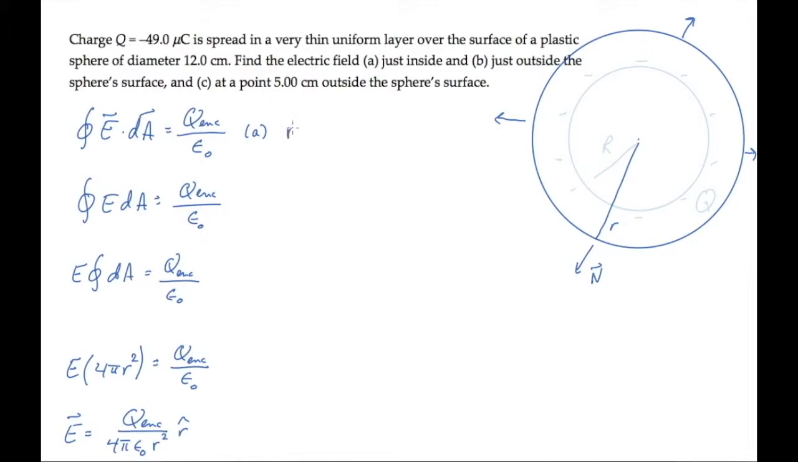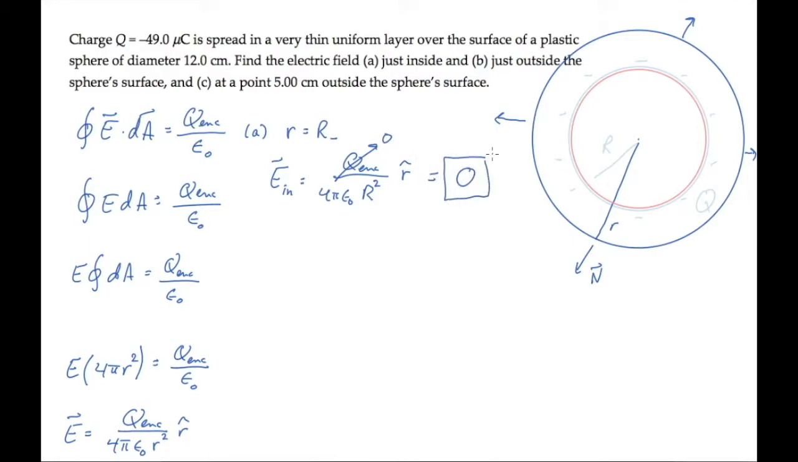In part A, we were asked about a location just inside the radius of the plastic sphere. I'll draw that in the light red color. The electric field at that location is Q enclosed divided by 4 pi epsilon naught capital R squared. The light red sphere is inside the plastic sphere, but all the charge lies outside of it. So Q enclosed is 0, which means that the electric field inside also equals 0.